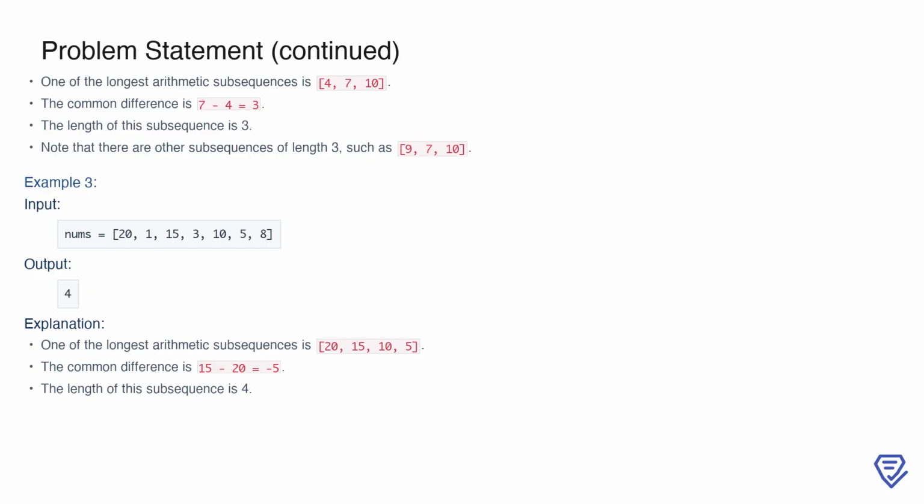Moving to the third example, if the input is nums equals 20, 1, 15, 3, 10, 5, 8, the output is 4. Here, one of the longest arithmetic subsequences is 20, 15, 10, 5, where the difference between consecutive elements is -5. The length of this subsequence is 4. This demonstrates that the difference can be negative, and the elements do not have to appear consecutively in the original array for the subsequence to qualify.